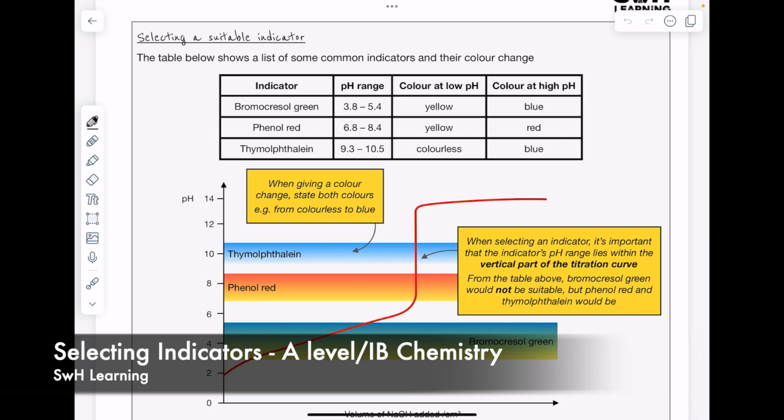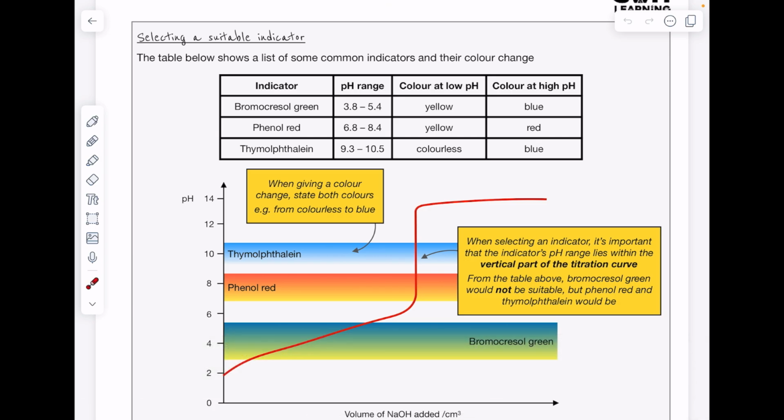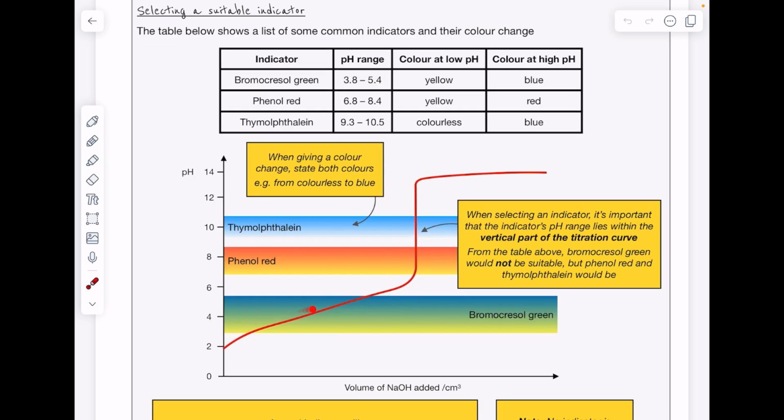Let's now determine how to select a suitable indicator. Remember, indicators are effectively dyes which change colour at a variety of pHs. Now, not all indicators are suitable for a particular reaction, and it's important you consider their pH ranges when picking a suitable indicator. So bromocresol green has a pH range of 3.8 to 5.4, phenol red 6.8 to 8.4, thymolphthalein 9.3 to 10.5.